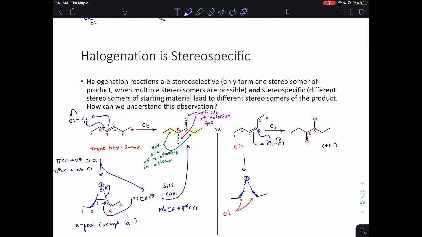And then from here, we can have chloride attack. Chloride can attack either of those carbons. It attacks sigma star C-Cl with inversion of stereochemistry. And it will result in an anti-relationship between the two chlorides. And once you get it all drawn out, it looks like this.